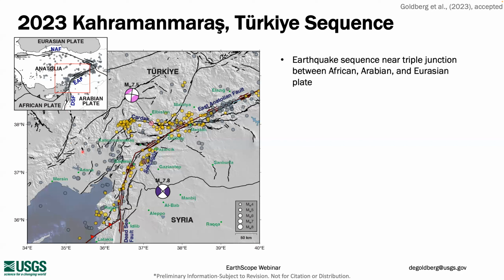So the sequence main shock, located down here, was a magnitude 7.8 earthquake that occurred around 4 a.m. local time, and about 9 hours later was succeeded by a magnitude 7.5 earthquake located to the north on a separate fault. So the main shock ruptured mostly along the East Anatolian fault, which is the main plate boundary here. And the magnitude 7.5 appears to have ruptured the Chardak fault. I hope I'm saying that correctly.